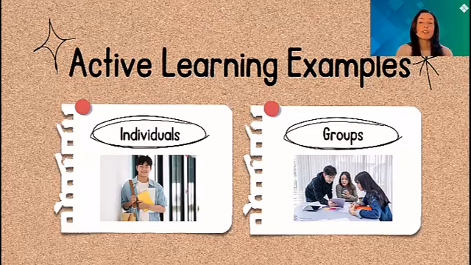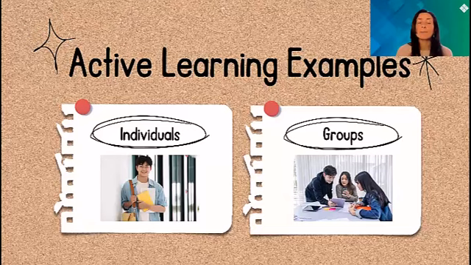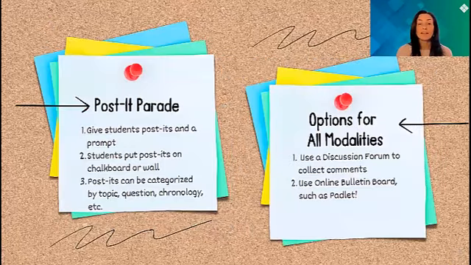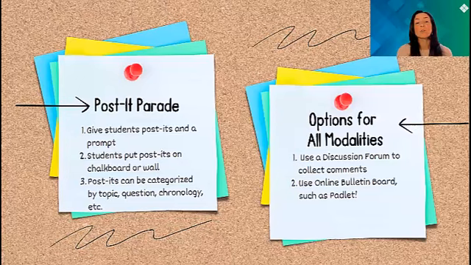So active learning, a lot of the strategies we'll show today, we're going to be talking a lot about groups, but most of them can be also implemented with individuals. So we'll talk about the way that it looks across modalities as well. We have in-person classes, we have Zoom classes, we have asynchronous, and sometimes we even have a hybrid or a high flex class somewhere in there. We have a few examples, but we'll talk about how it could look different according to the modality in which you're using it. And the first one we have is the Post-it parade.